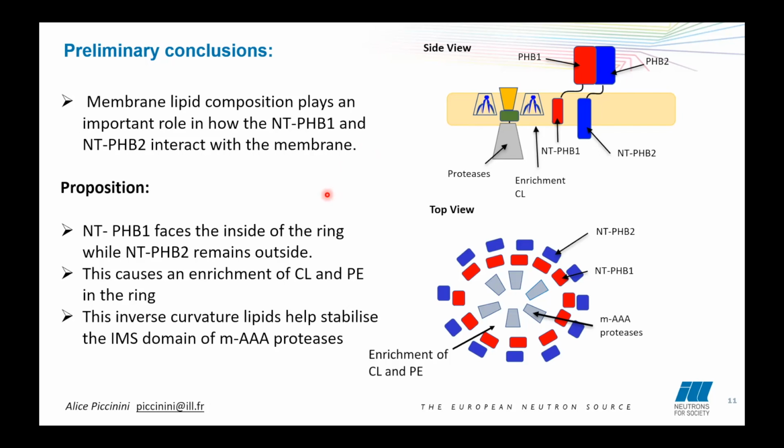Also, our first hypothesis is that prohibitin 1 can face the inside of the ring, and the inside of the ring, as I mentioned before, is hypothesized to be enriched in cardiolipin and PE, and the IMS region of the m-AAA proteases is also present inside the ring. All of this can be explained with the packing parameter of cardiolipin, and prohibitin 2 is facing the outside of the ring.